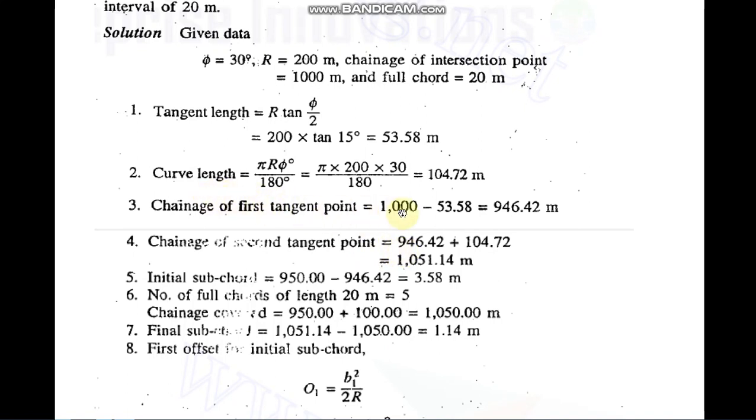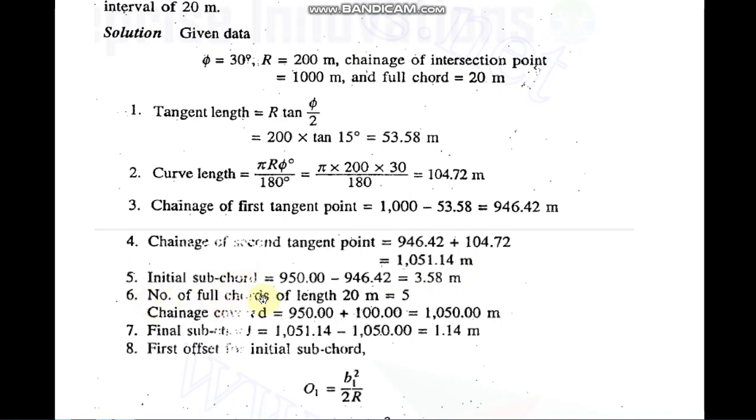Okay, length of initial subchord: round up chainage of T1. So where is the chainage of T1? It is 946.42. Round up chainage of T1, so this becomes 950. If the answer is 946.42, we have to round it up, not round down. So round up of 946.42 becomes 950, minus exact chainage, which is 946.42. The answer becomes 3.58. So this is our B1.